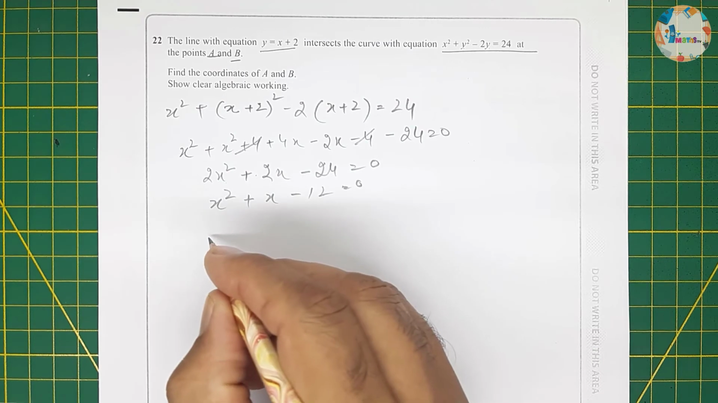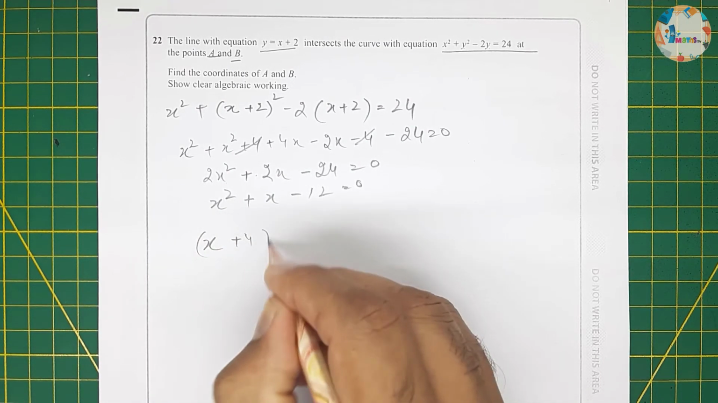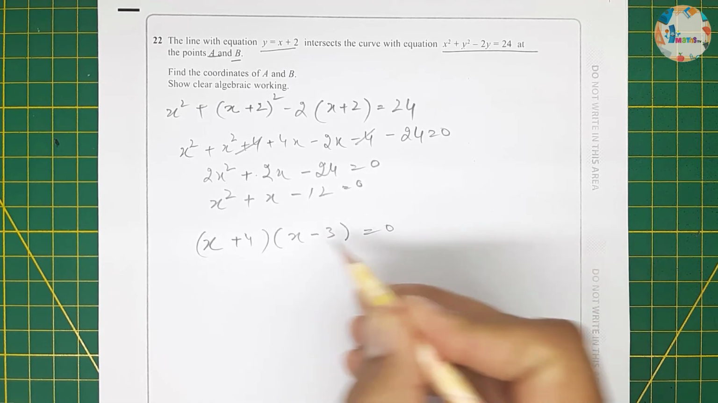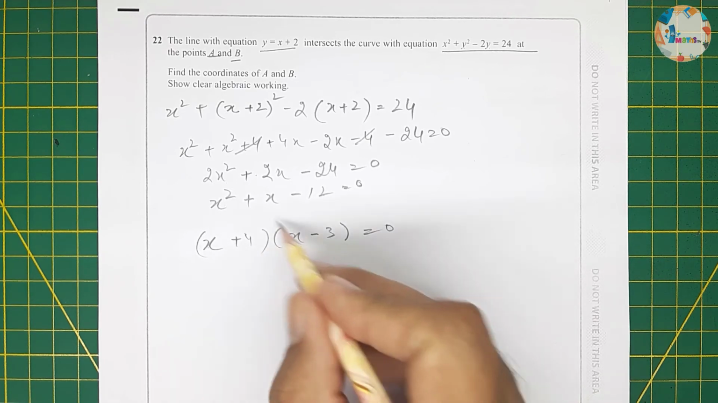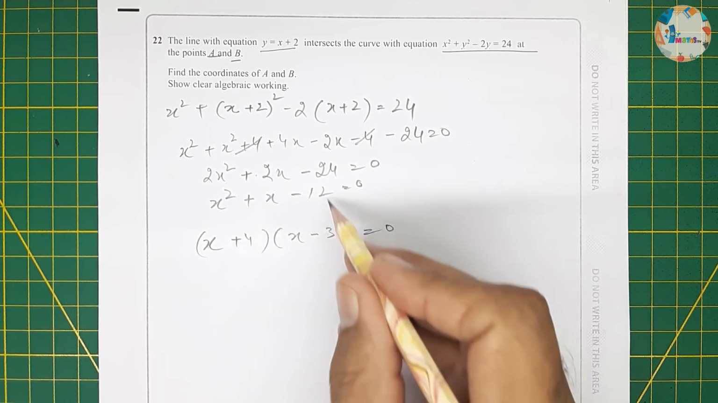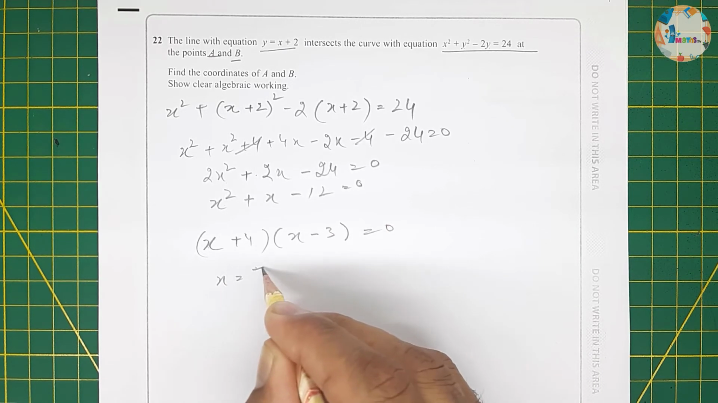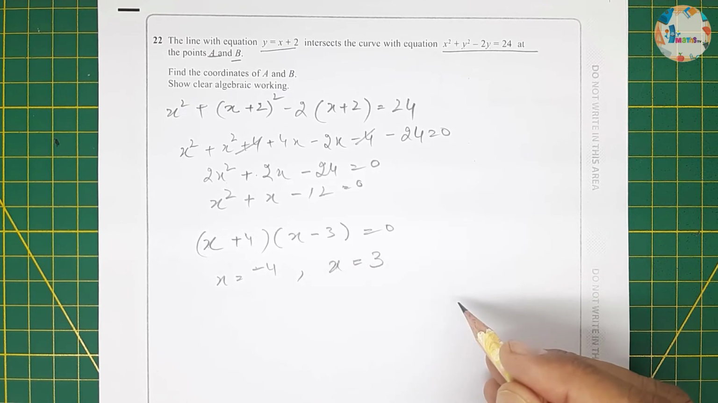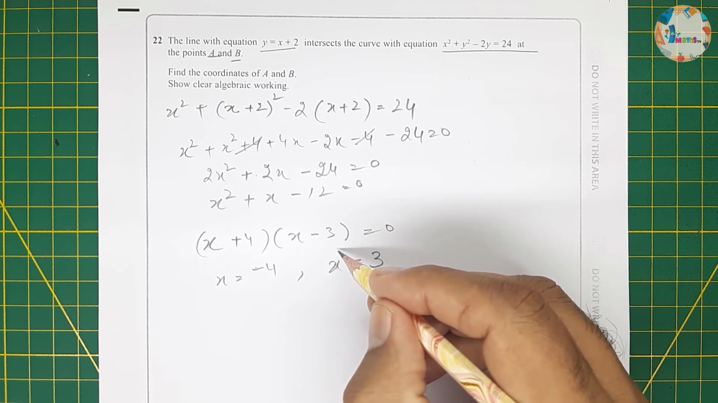So we can write x plus 4 and x minus 3 equal to 0. If we multiply, this will be x squared plus 4x minus 3x and minus 12. So this will be x is equal to minus 4 and x is equal to 3. These are the two values which we got as factorization of this one.